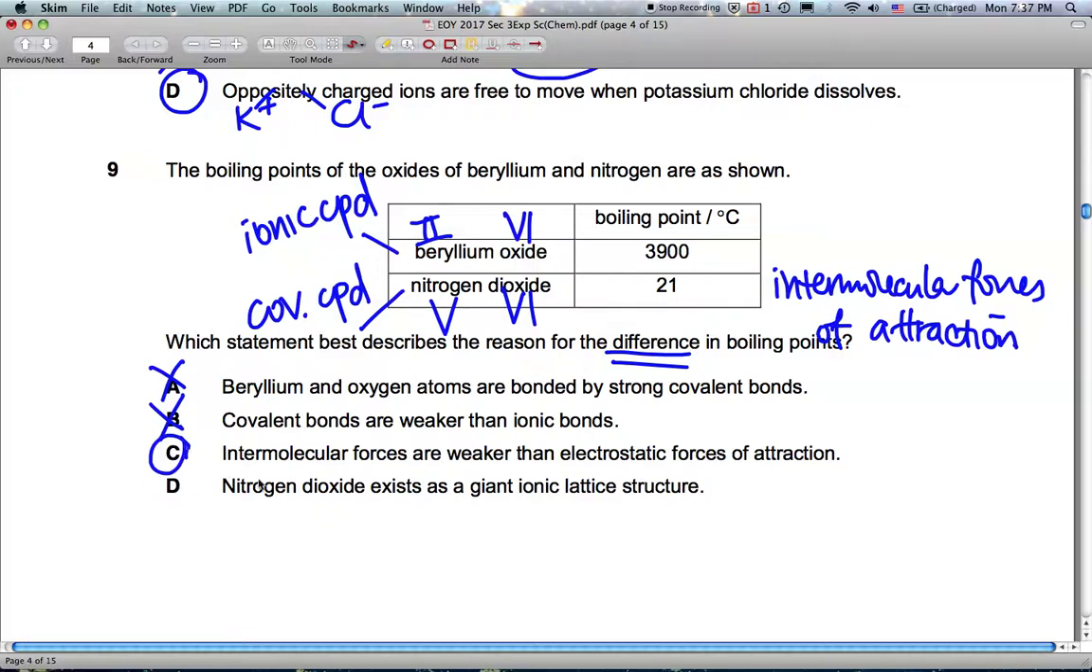And option D, nitrogen dioxide exists as a giant ionic lattice structure. Obviously this is wrong because in nitrogen dioxide, nitrogen is group 5 and oxygen is group 6. This gives us a covalent compound, so it does not have a giant ionic lattice structure. So the answer is C in this case.